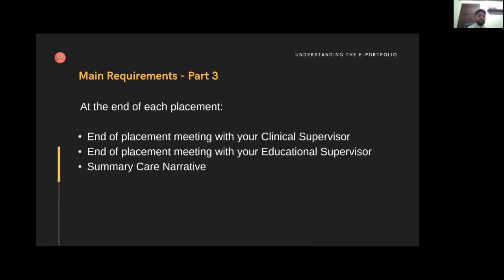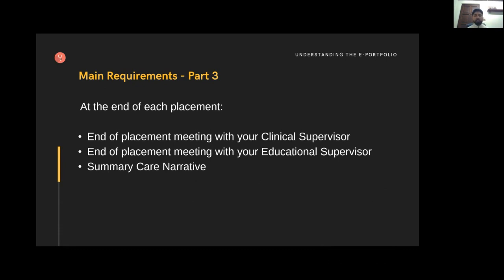And part 3, at the end of each placement, again, you need to have meetings with your clinical supervisor and your educational supervisor. It's worth noting that with your educational supervisor, your end of rotation meeting can overlap with your start of your second rotation meeting and so forth. So you can sort of do a 2-in-1, and most deaneries are happy with this. So instead of doing 6 meetings, you only have to arrange 4, which makes things a lot easier.